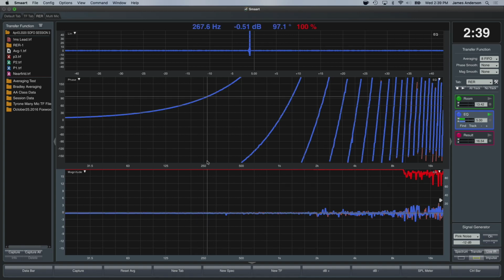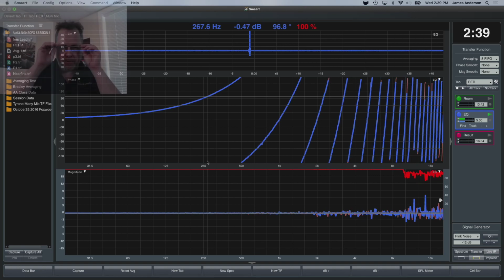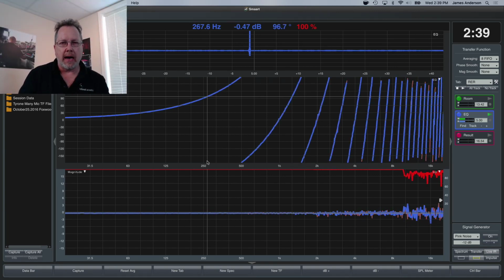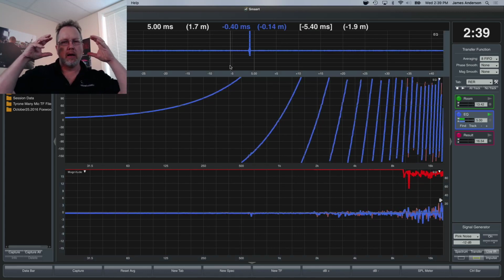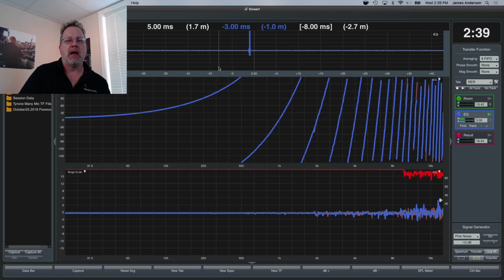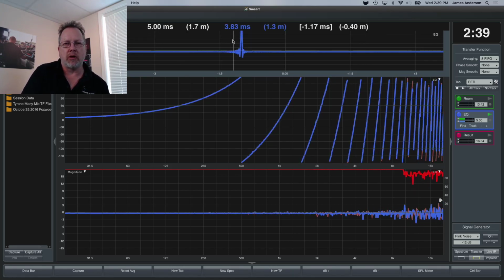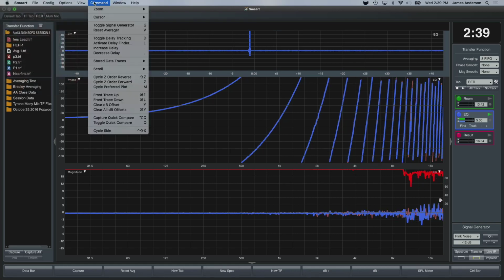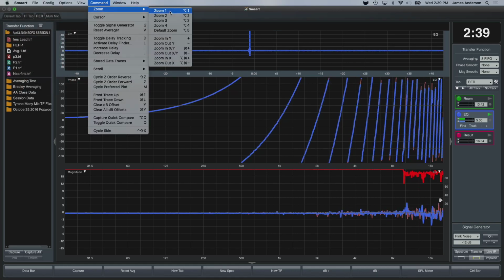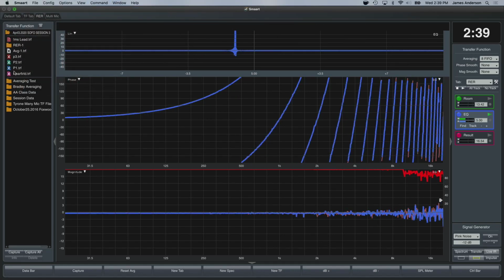So one of the things I want to do here is, in the upper window, I'd like to get a better view of what's going on up there. So I'm going to click in that window. Now I've just told Smaart, hey, I'm talking to you. Then I could zoom in here, I could drag a zoom like that, but we also have preset zoom. So I'm going to come over here and go Command, Zoom, Zoom number 1. And so I'm zoomed in to plus or minus 10 milliseconds.